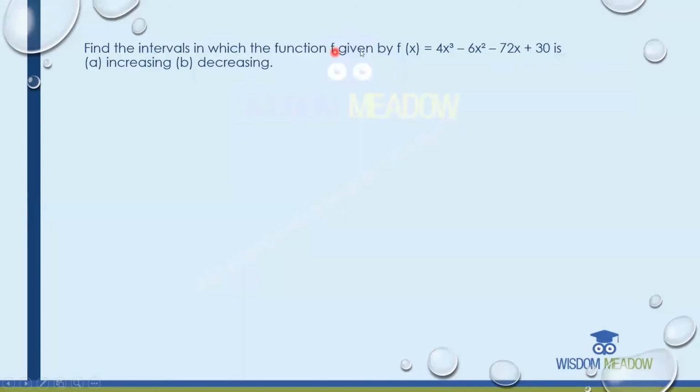So find the intervals in which the function f of x, given by 4x cubed minus 6x squared minus 72x plus 30, is increasing and decreasing. So first you have to find the critical points, the turning points. To find the turning points, equate the derivative to 0.